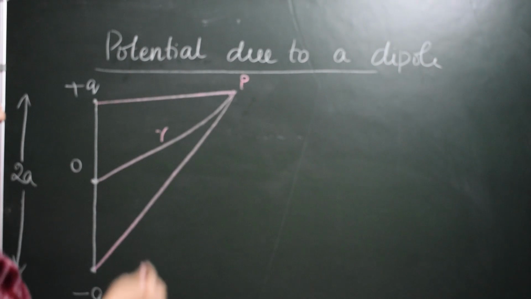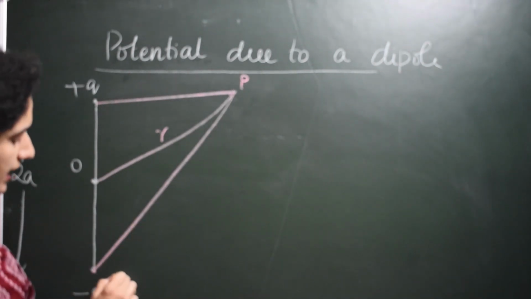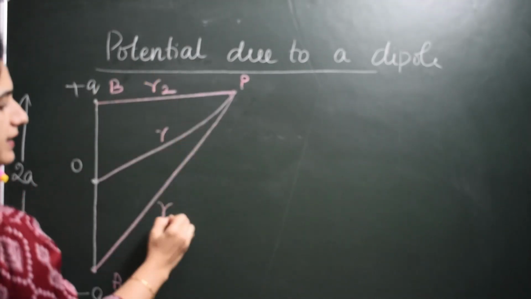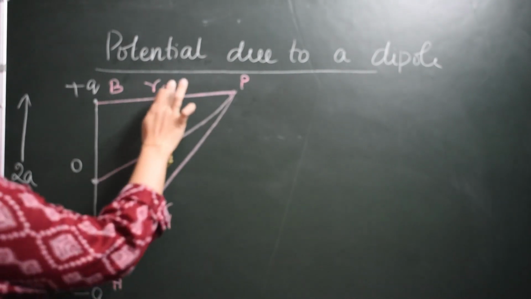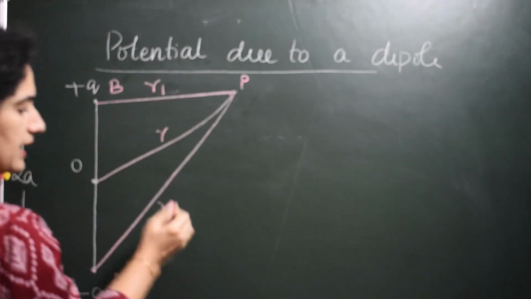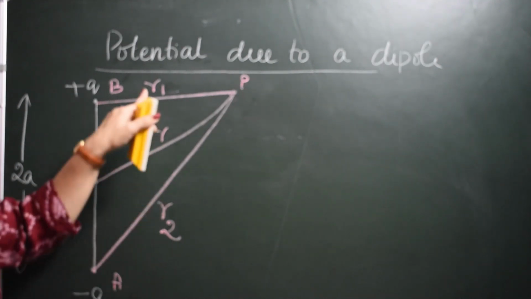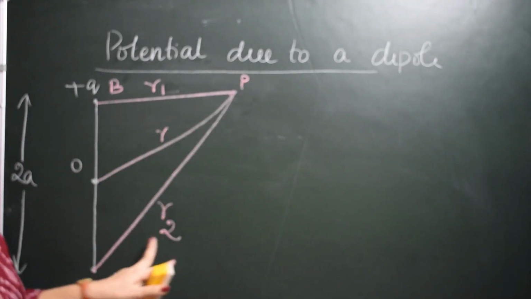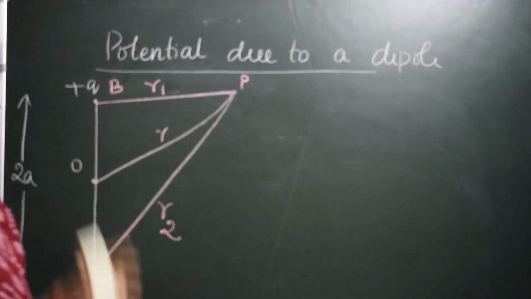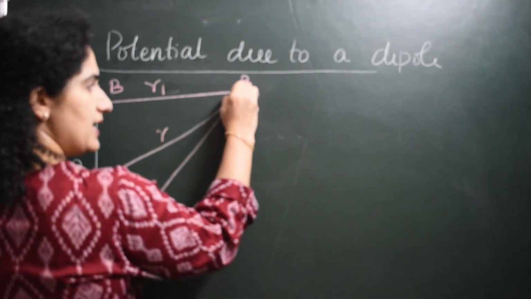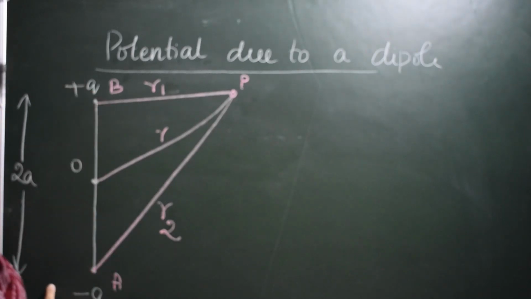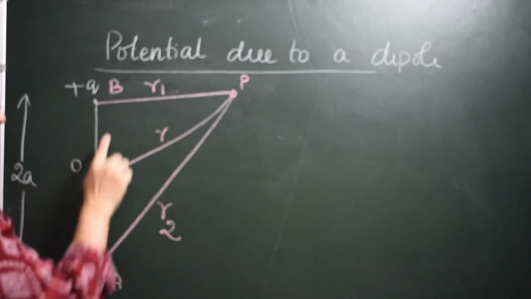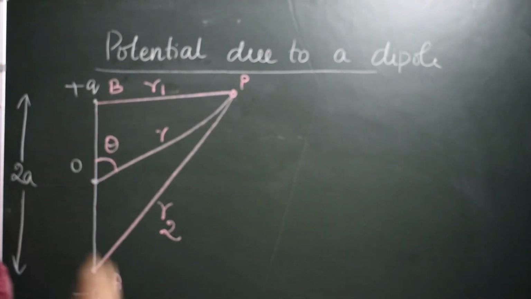Let me complete this diagram. Let me take this as point A, this as point B, and I will write this distance as R1 and this as R2. So from the origin, R; from plus q a distance of R1 to the point P; from point A, minus q, a distance of R2 to the point P. Now I want the potential at this point due to this dipole, which is separated by a distance of 2a. This is the origin, so this is a, this is a. Let this be angle theta.